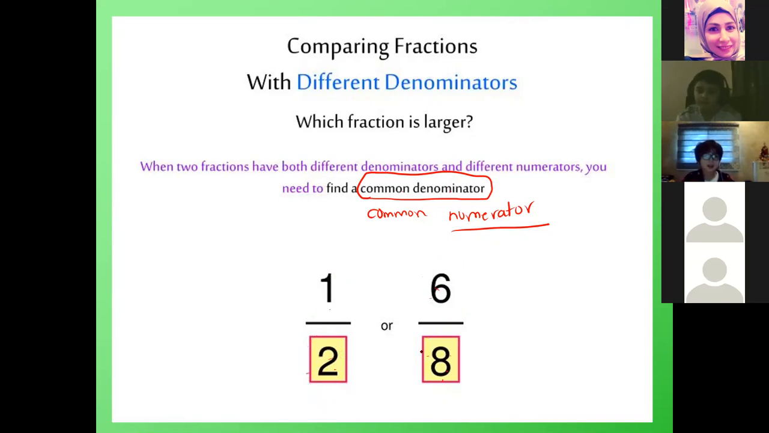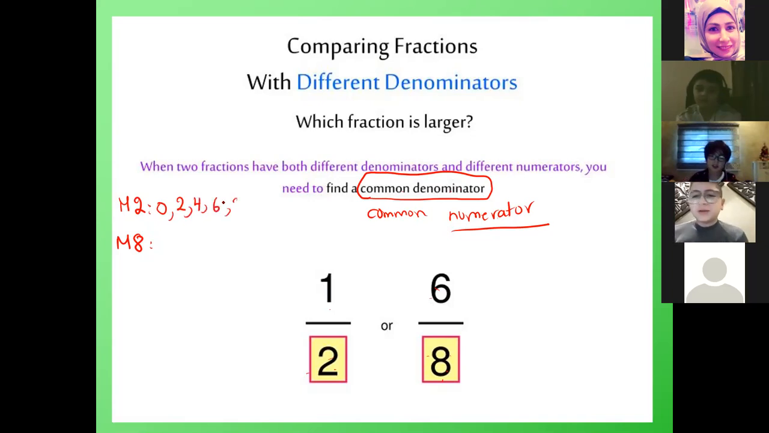Now let's find a common denominator. The first common multiple other than 0 is the common denominator. What are the multiples of 2? 0, 2, 4, 6, 8. Multiples of 8: 0, 8. The common multiple is 8. So what shall I do now?